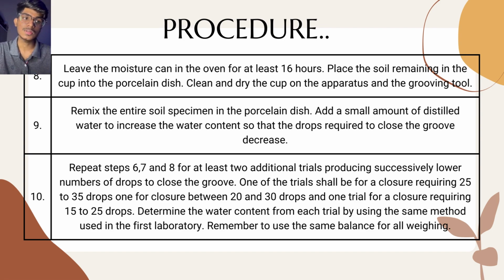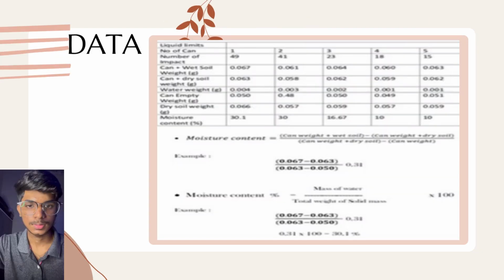Determine the water content from each trial by using the same method used in the first laboratory. Remember to use the same balance for all weighing. So now let's take a look at the data and the analysis. Now let's take a look at the data of this particular method.